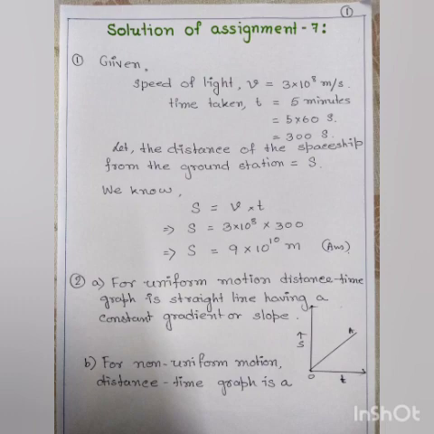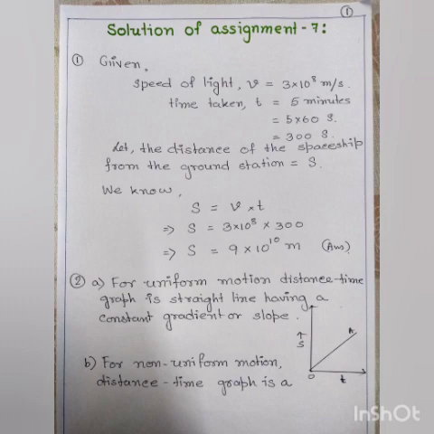Now we know distance is equal to velocity into time. So s equals v into t. So just substitute the values. s equals 3 into 10 to the power 8 into 300. That is 9 into 10 to the power 10 meter. Clear? Now next, question number 2.